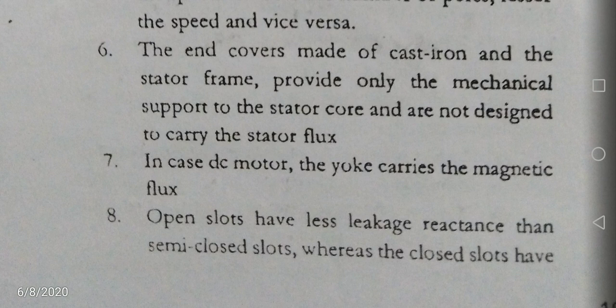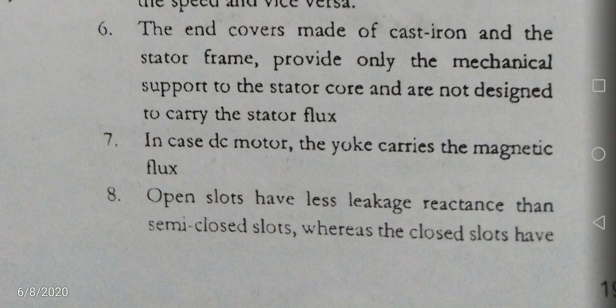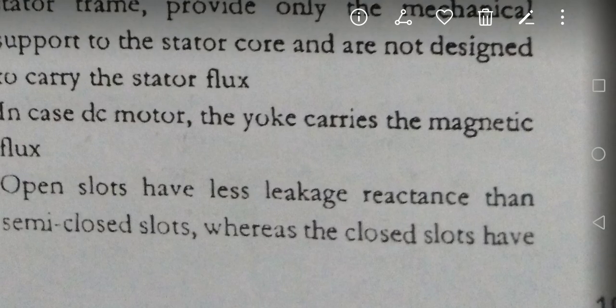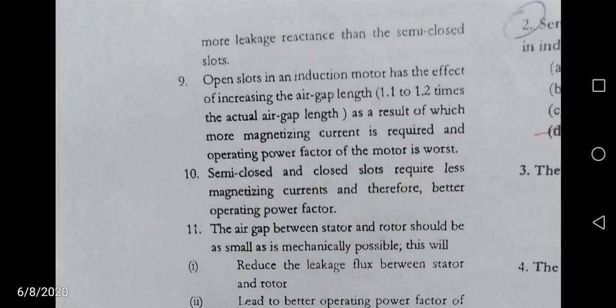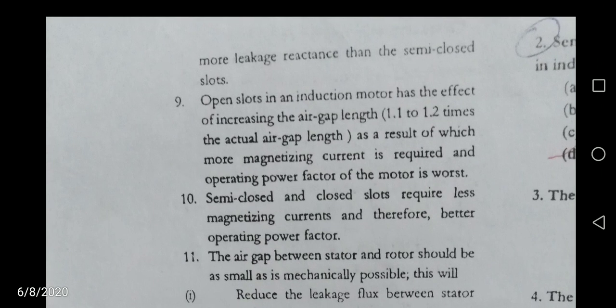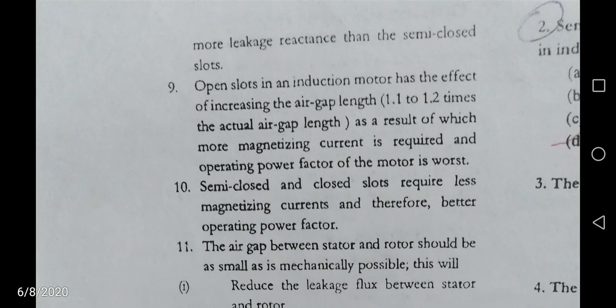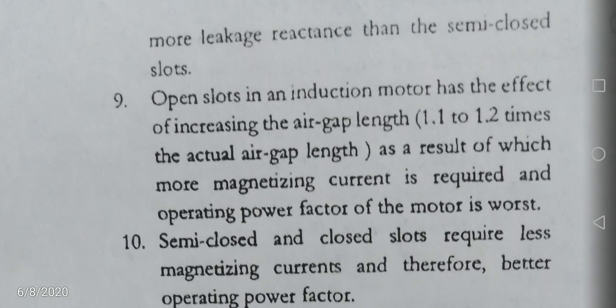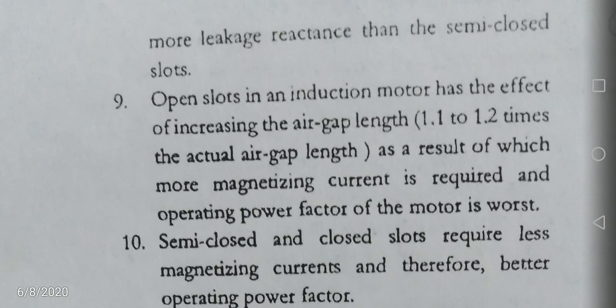In a DC motor, the yoke carries the magnetic flux. Open slots have less leakage reactance than semi-closed slots, whereas closed slots have more leakage flux and more leakage reactance than semi-closed slots. This is very important: leakage reactance is more for closed slots and less for open slots.